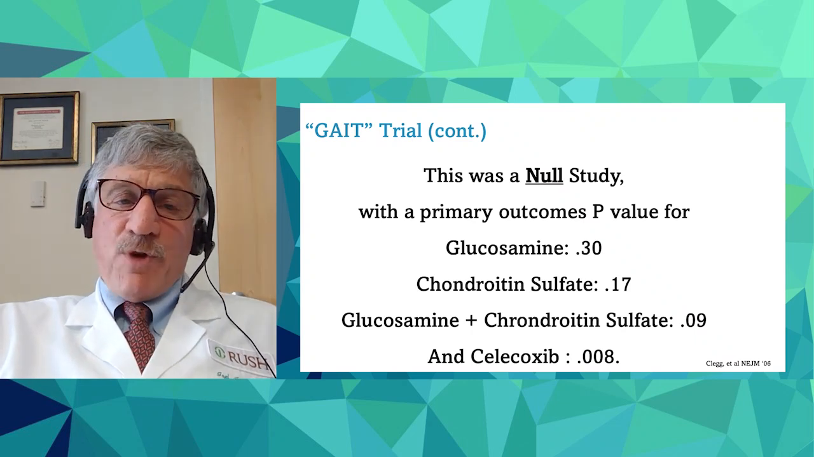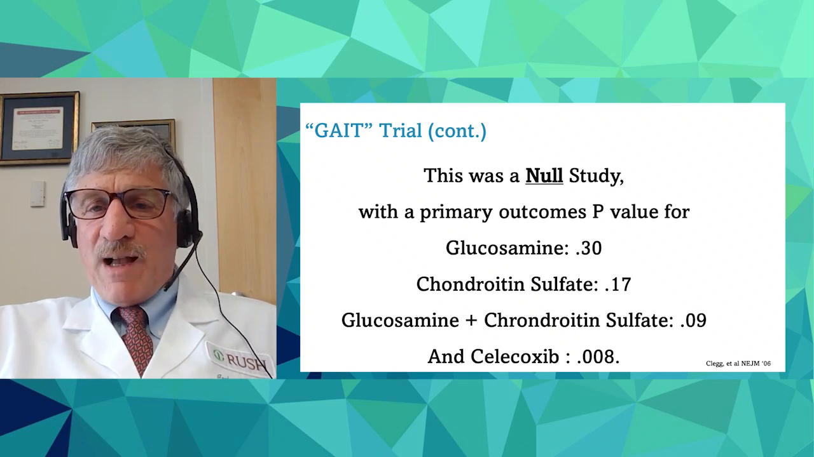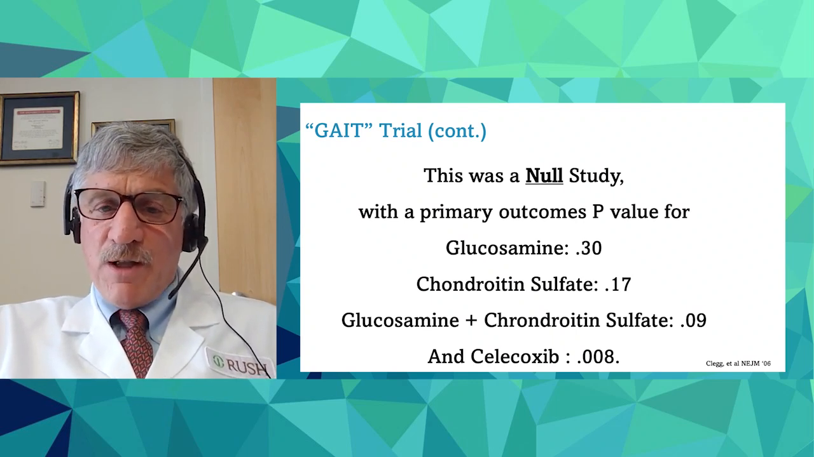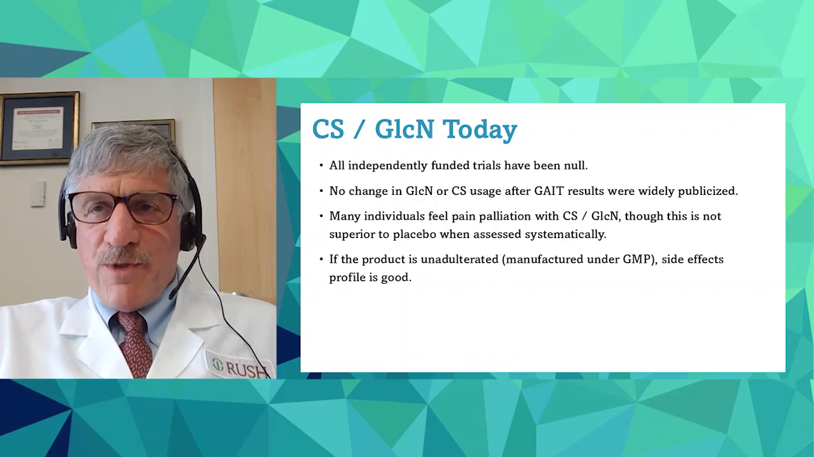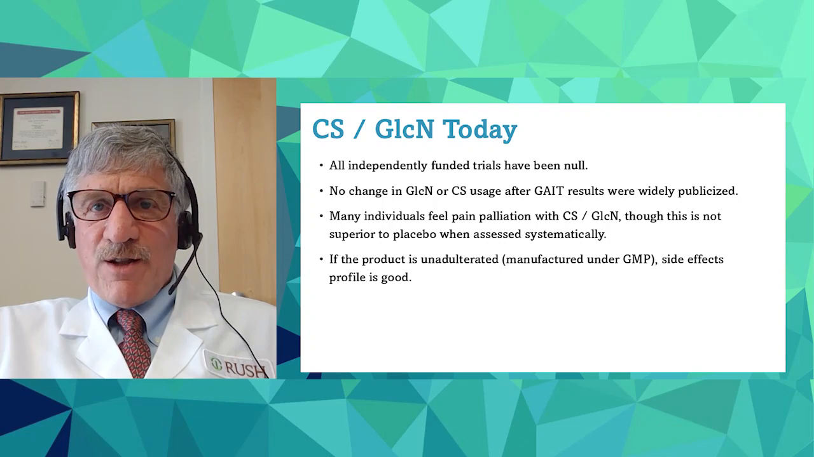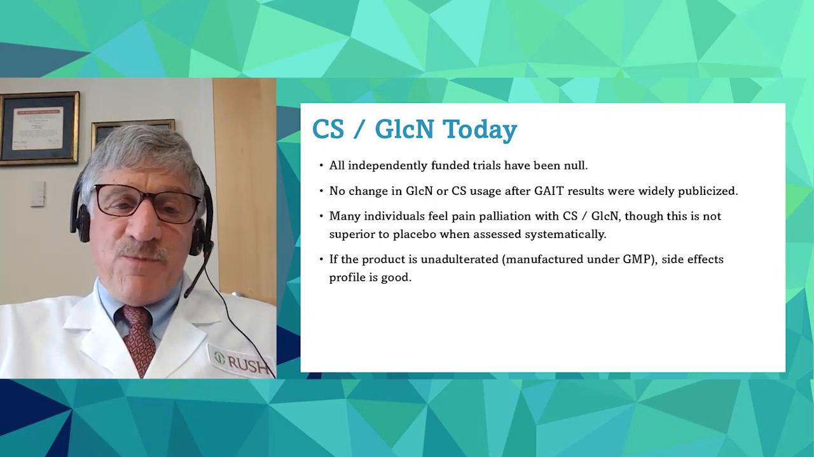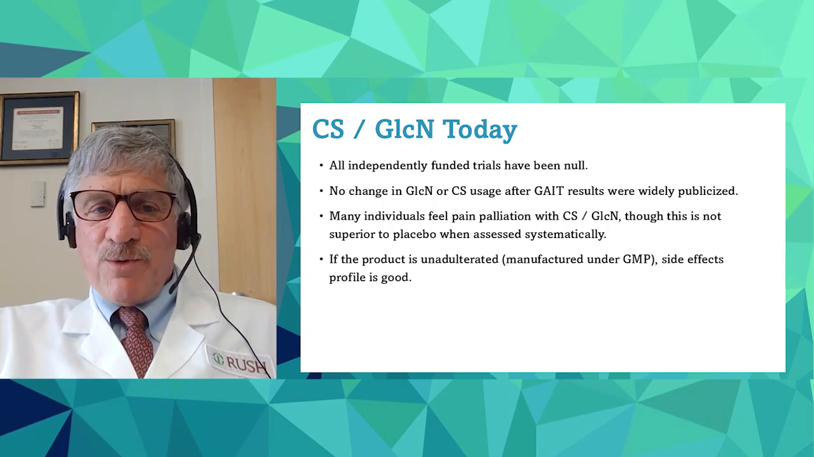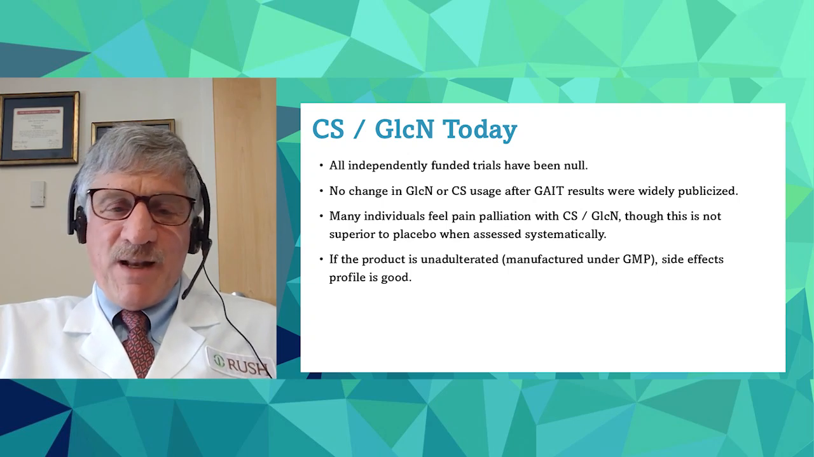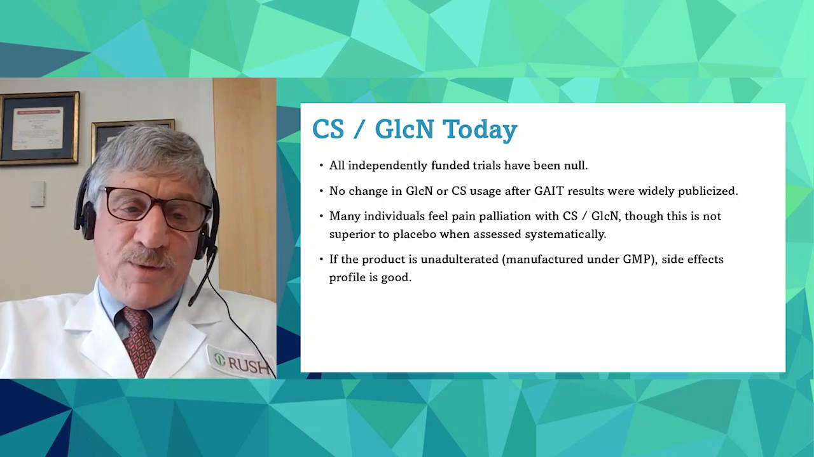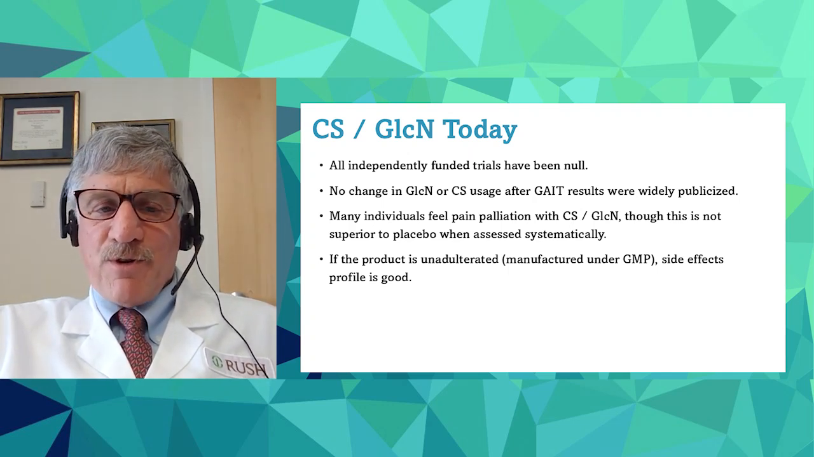On the other hand, you can't just say that it wasn't a well-done study because the positive comparator, the celecoxib, was highly superior to placebo. So it was a null study. And since the GATE study was published, there have been a variety of other government-funded studies around the world, and all independently funded trials have been null. On the other hand, despite all the publicity after the GATE trial, there was no change in chondroitin or glucosamine use in the United States immediately after these results were published. That's because many people feel a great deal of pain palliation with these agents, even though they're not superior to placebo.